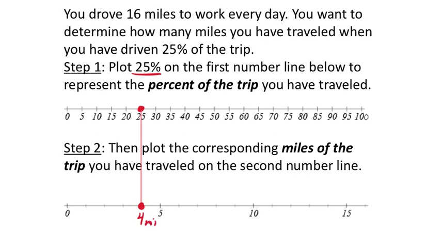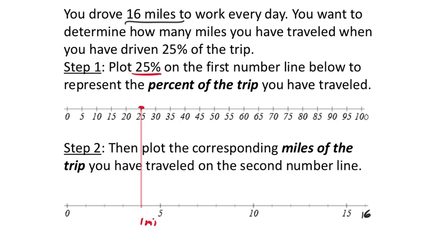Now, I should have read step 2, but it says, then plot the corresponding miles of the trip you have traveled on the second number line. That's it. And again, these are going to be lined up this way. You can see that the mileage goes all the way over here to the right to the 16 miles, which is exactly how far your trip is, okay? So these are going to line up very nicely. You shouldn't see any decimals on these just because we're just trying to make a point.